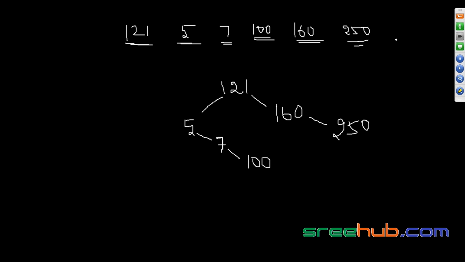Now let us say you have one more item, say 80, or let me take it as 6, not 80, so that I can show you one more level. If it is 6, then 6 is less than 121, so it goes to the left. Now 6 is greater than 5, so it goes to the right. Now you can see 6 is less than 7, so it comes to the left node. This is how it starts.